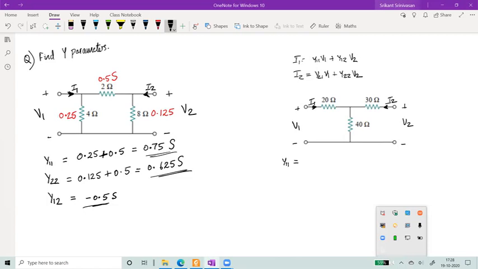Y11 is basically requiring you to short the output terminal. So if I short this, then the 30 ohm resistor is gone and you're left with what? 20 ohms. I'm sorry, if I short that output terminal, then 30 ohms and 40 ohms are in parallel and I'm left with, so the total, this is going to be, Y11 is admittance. So it's the inverse of 20 plus 30 in parallel with 40.